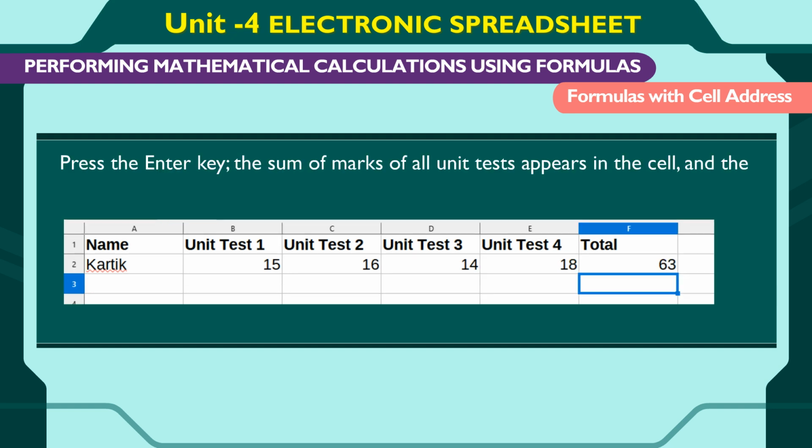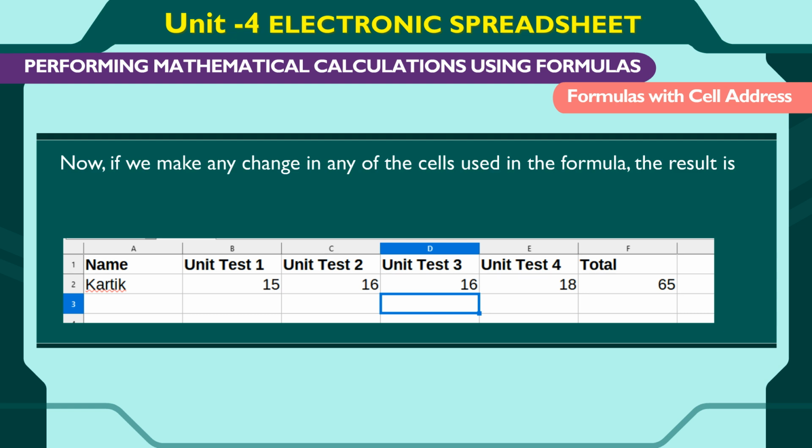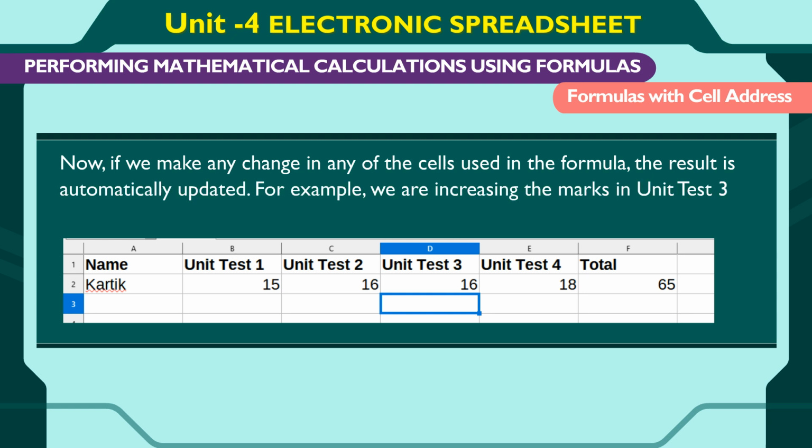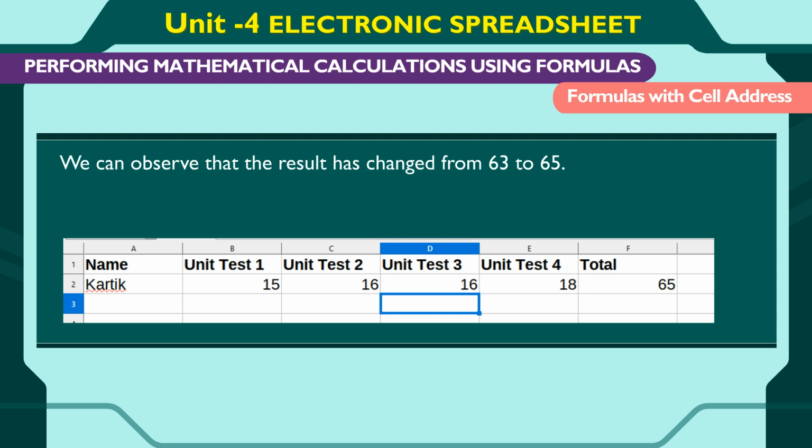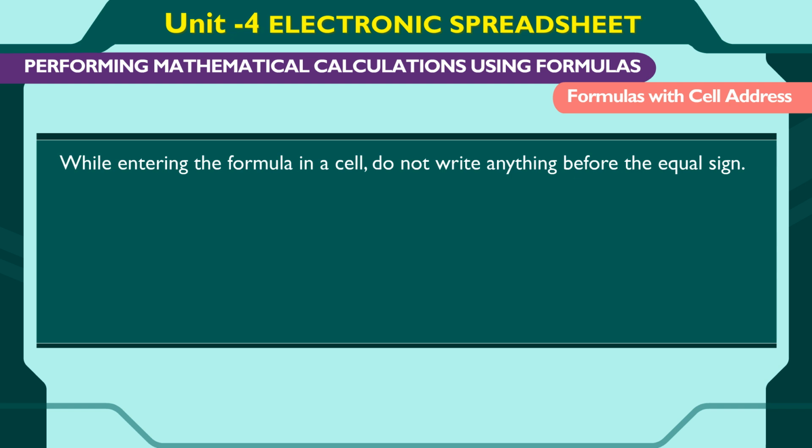Press the Enter key. The sum of marks of all unit tests appears in the cell and the formula appears in the formula bar. Now, if we make any change in any of the cells used in the formula, the result is automatically updated. For example, if we increase the marks in unit test 3 by 2 marks, the result will also change. We can observe that the result has changed from 63 to 65. While entering the formula in a cell, do not write anything before the equal sign.